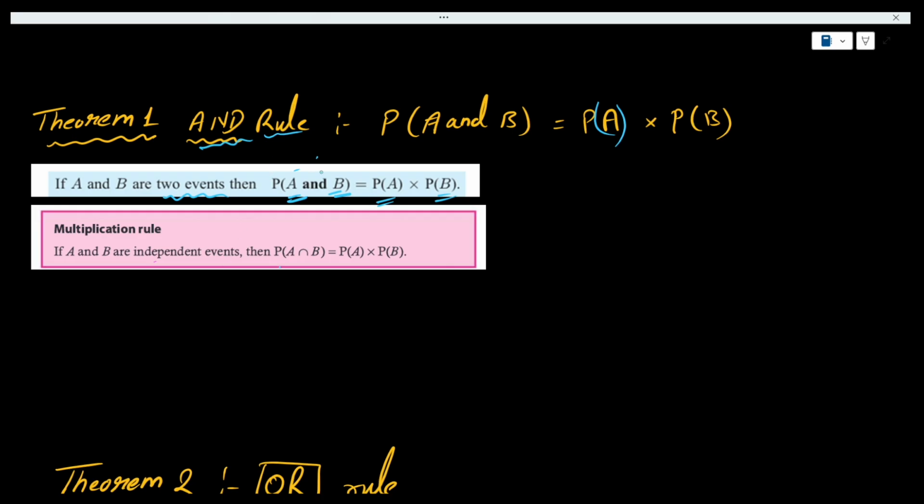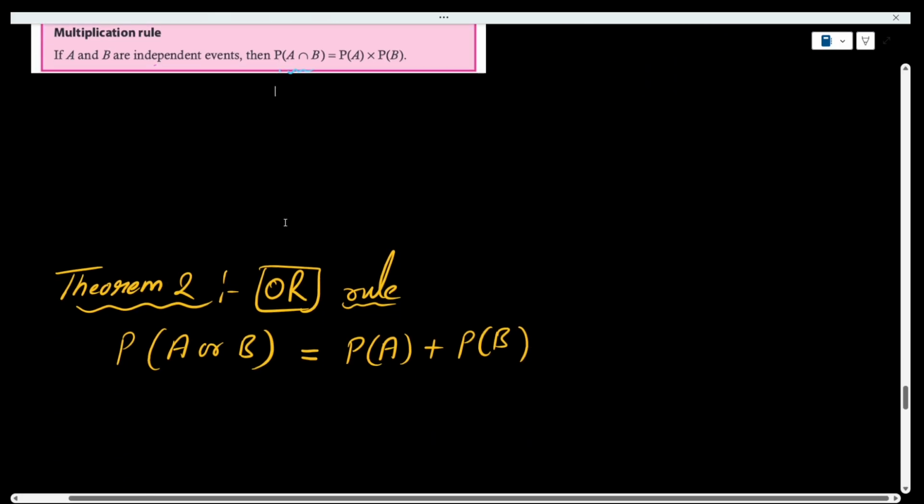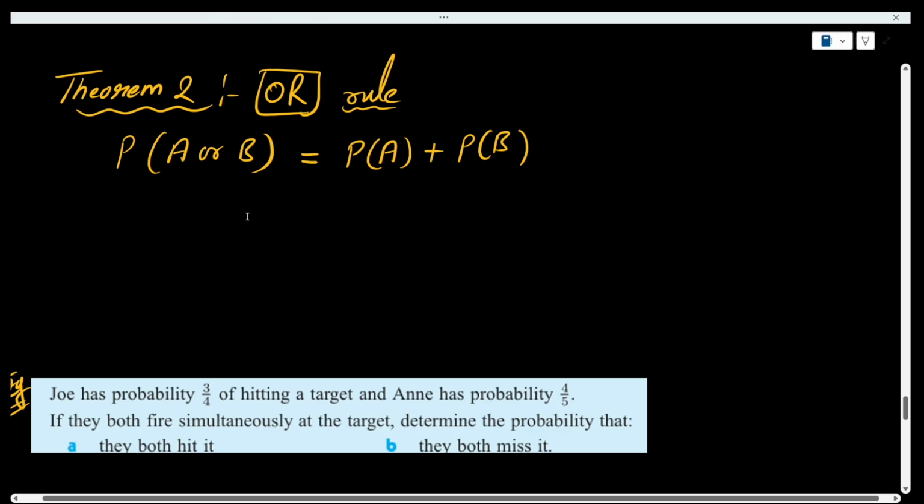Sometimes this AND, because AND means the common elements in both A and B, we can write down as A intersection B also, which is taken as the probability of event A times the probability of event B. Right? How are we going to use this? I'll let you know. Now, other than that, you have to remember this is your theorem 2, which is called the OR rule.